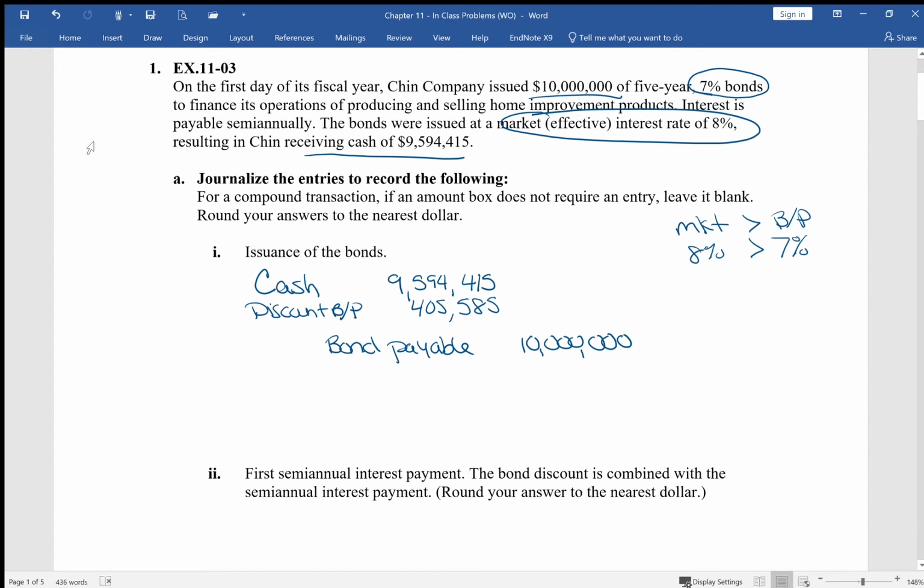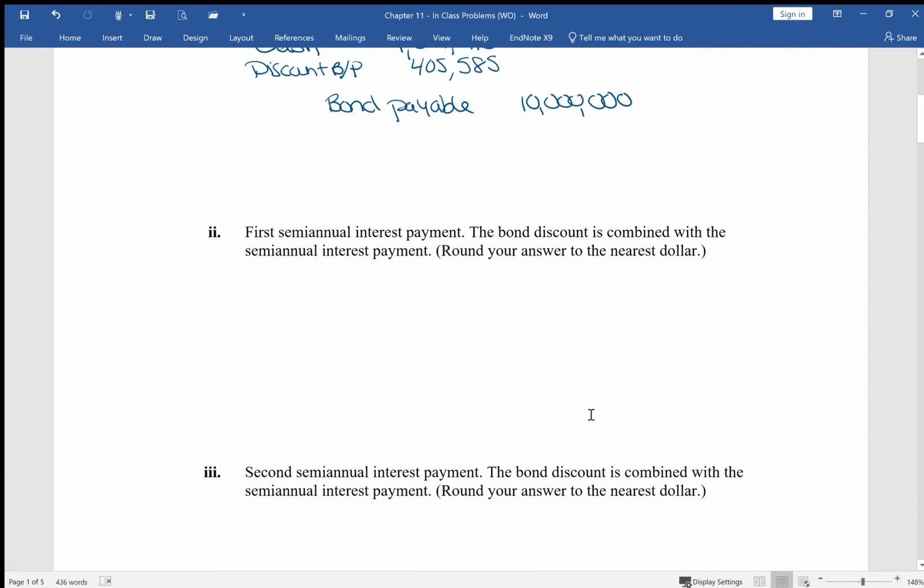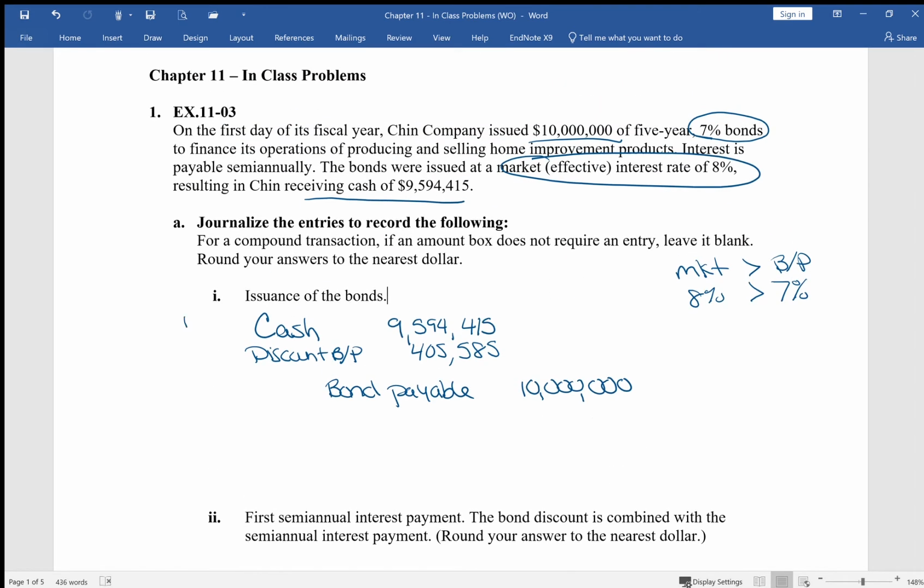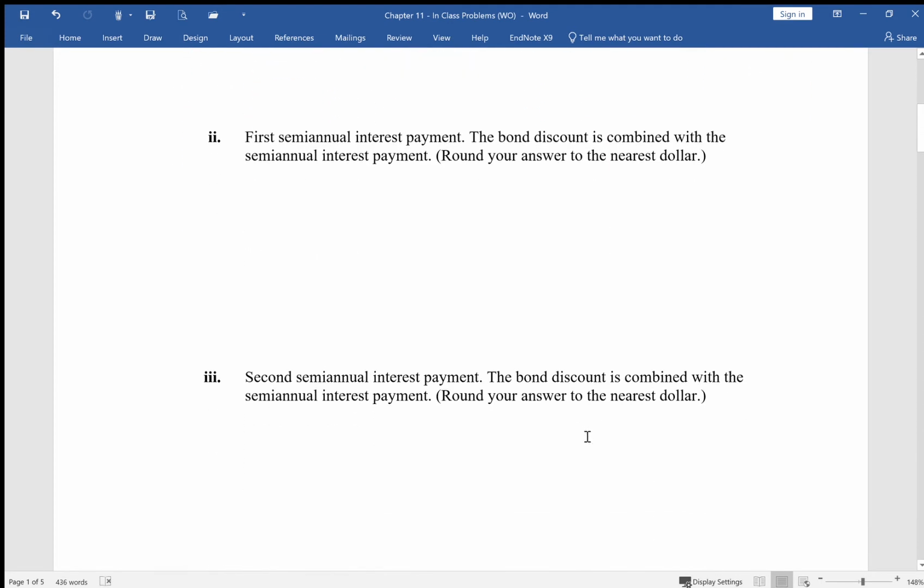Okay, part 2 says the first semi-annual interest payment. It says the bond discount was combined with the semi-annual interest payment. I forgot to put our date. So our date for the issuance is January 1st. The date for our first semi-annual interest payment, so it's semi-annual, that means we'll do it twice a year, will be on June 30th.